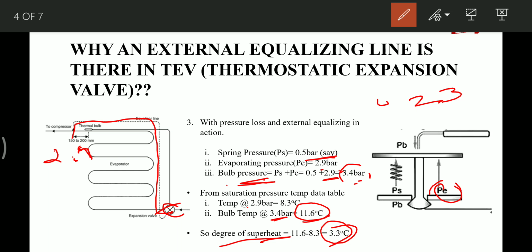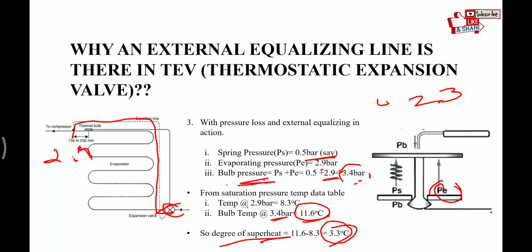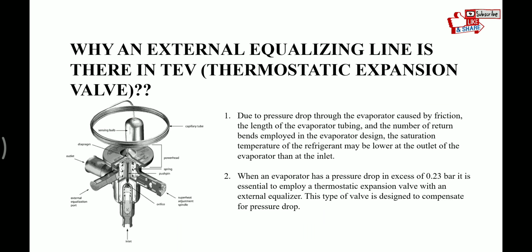an externally equalizing line. So now to put in words how to present in front of the surveyor, I'll just put one or two slides so that it will be helpful to you. So due to pressure drop through the evaporator caused by the friction, the length of the evaporator tubing and the number of return bends employed in the evaporator design, the saturation temperature of the refrigerant may be lower at the outlet of the evaporator than at the inlet.